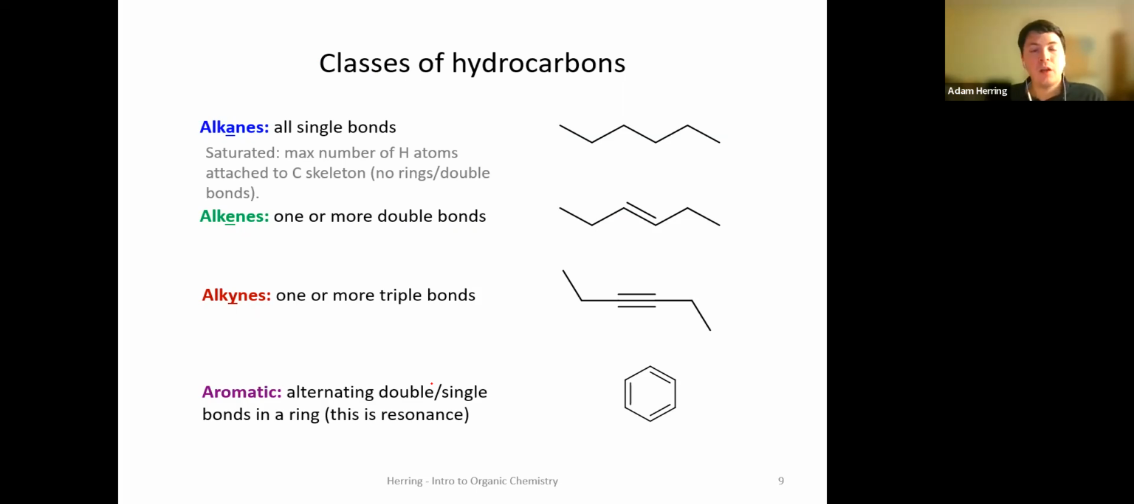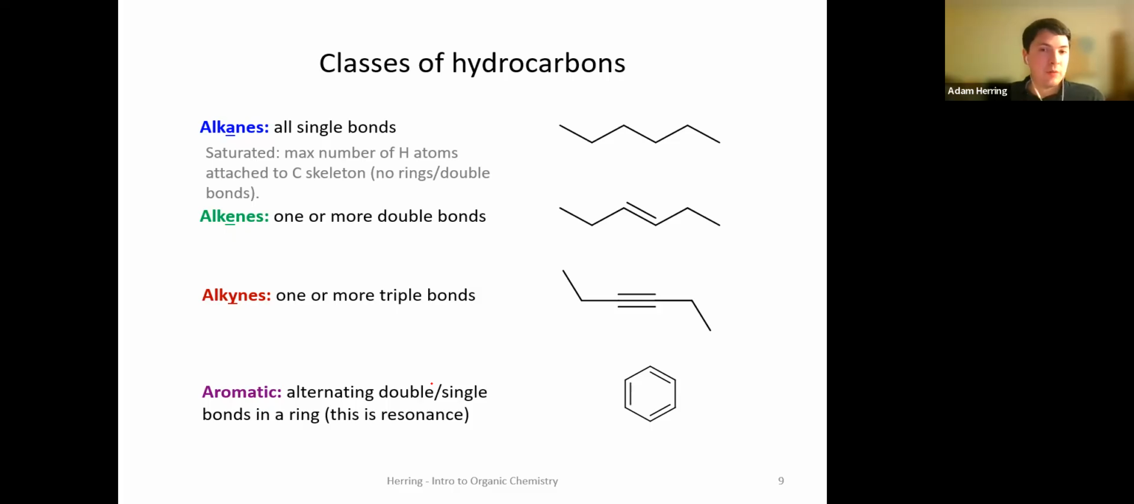Alkenes have 1 or more double bonds. Alkynes have 1 or more triple bonds. And then finally, we have aromatic hydrocarbons. These are rings that have alternating double and single bonds within those rings.